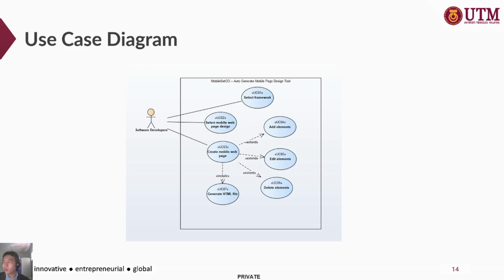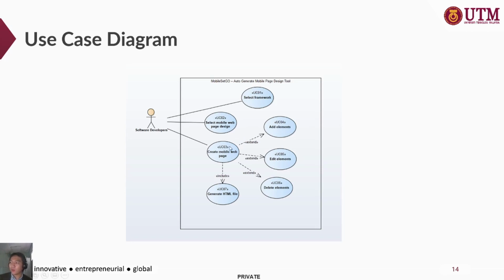Second one is select mobile web page design. The third one is create mobile web page, and it extends to add elements, edit elements, delete elements, and generate HTML files. So the first one is the select framework. So the user can pick whether they want to use Bootstrap or W3 CSS. Second is the select mobile web page design. So the user can select the layout of the mobile web page they want to display.